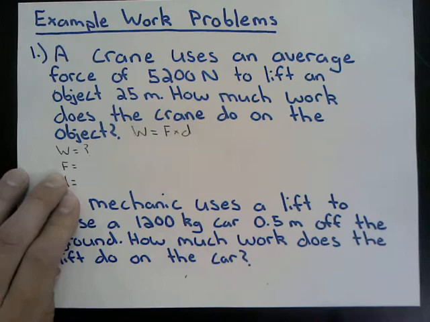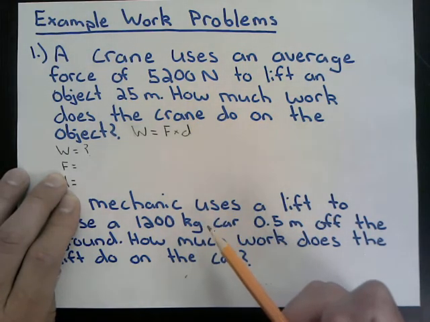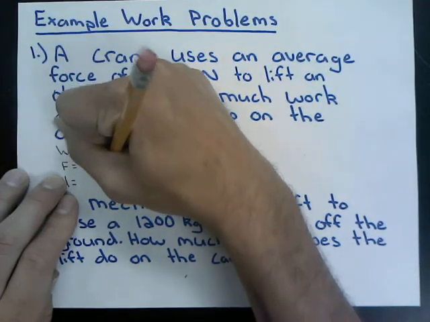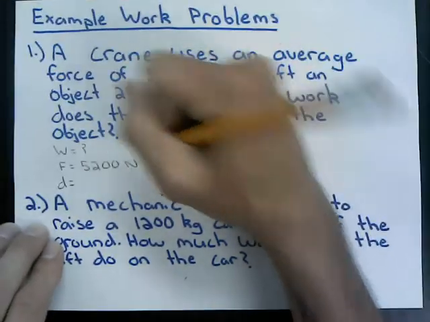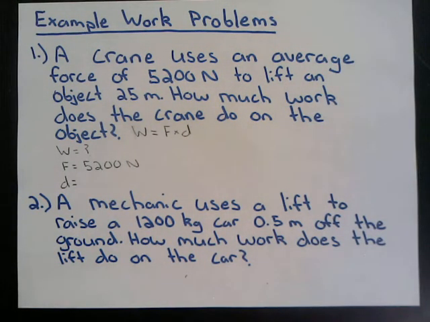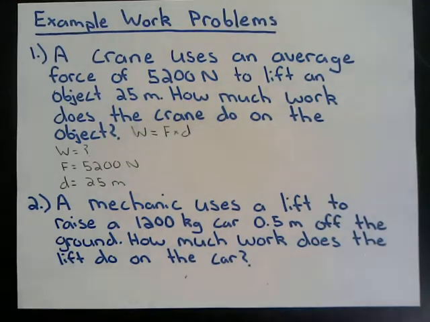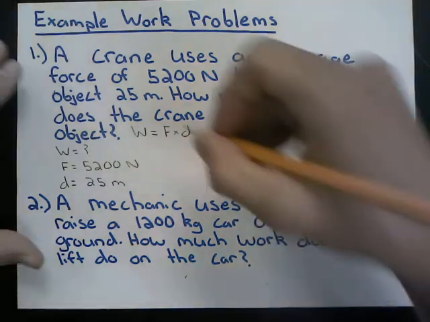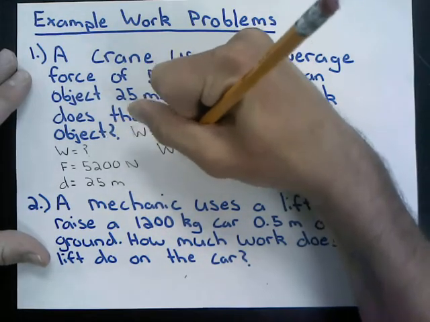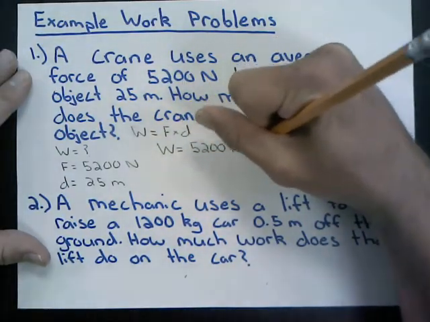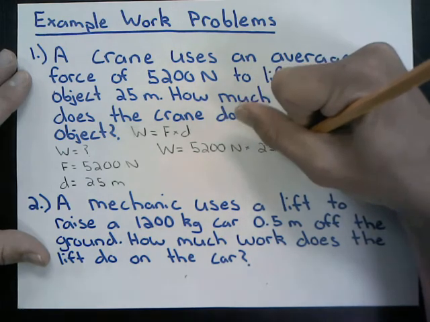We don't know. The force, it lists the force at 5,200 newtons. And if you look back in step number 1, that is the correct unit for force. And then the crane is lifting that object up 25 meters. So this becomes our value for distance. Now all we're going to do here is plug these values back into our work formula. So work equals 5,200 newtons times 25 meters.